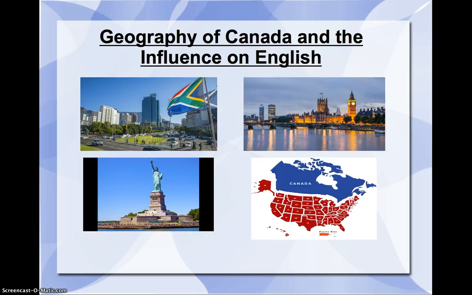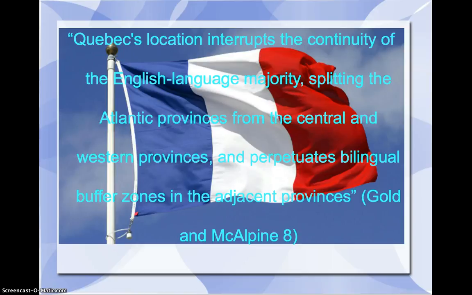So why is there little variation between Canadian English and American English? This is because the population of Canada is primarily located on the southern border. As a result, Canadian English has become significantly influenced by American culture and language. Quebec's location interrupts the continuity of the English language majority, splitting the Atlantic provinces from the central and western provinces, and perpetuates bilingual buffer zones in the adjacent provinces.